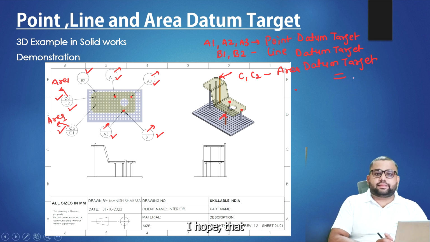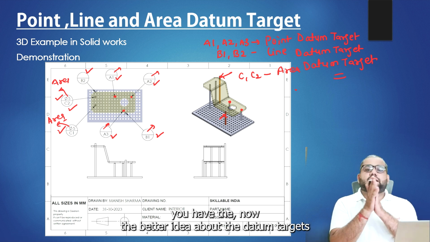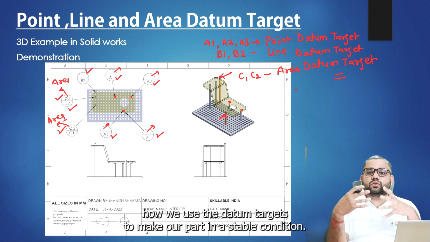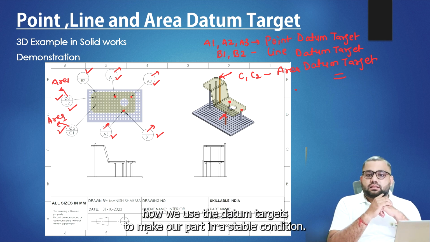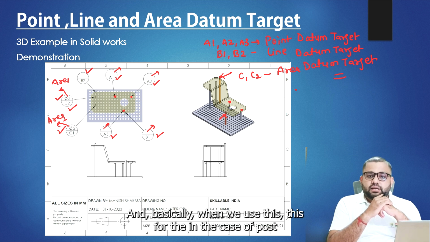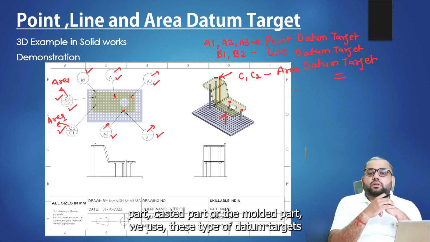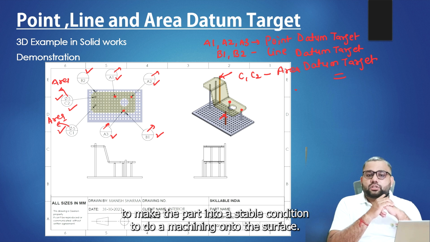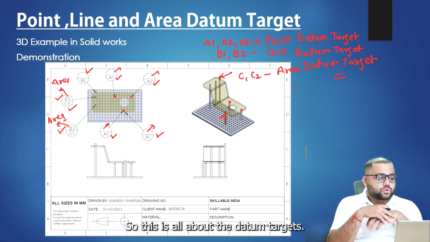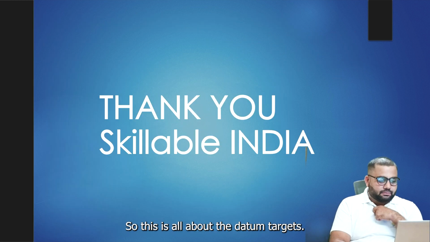I hope you now have a better idea about the datum targets, and how we use them to make our part stable. Basically, in the case of forged parts, casted parts, or molded parts, we use these types of datum targets to make the part stable to do machining on the surface. So this is all about the datum targets.